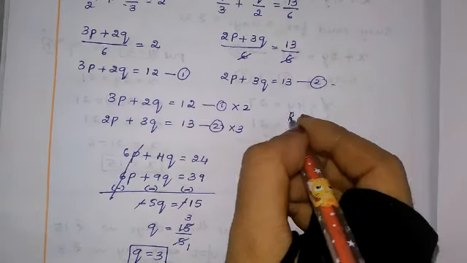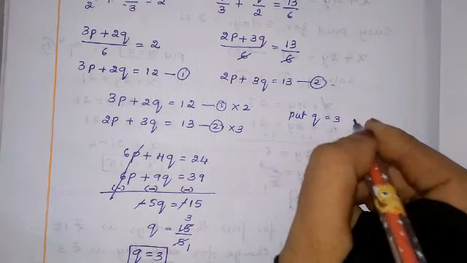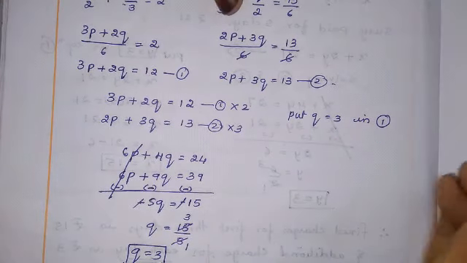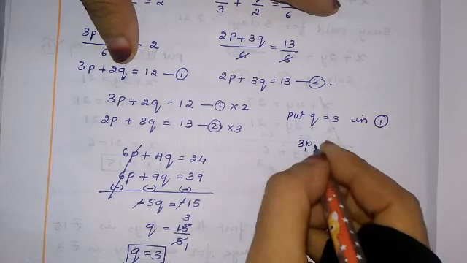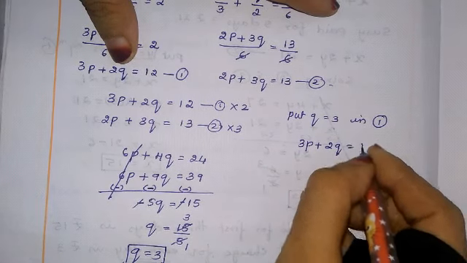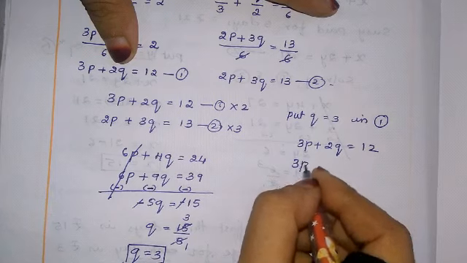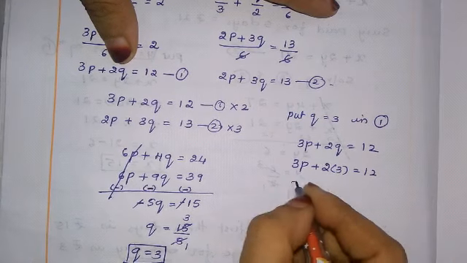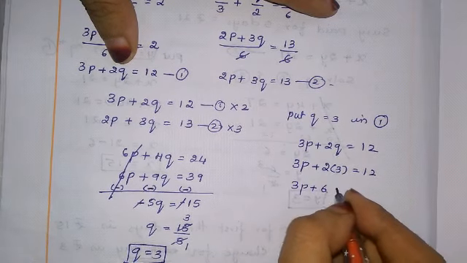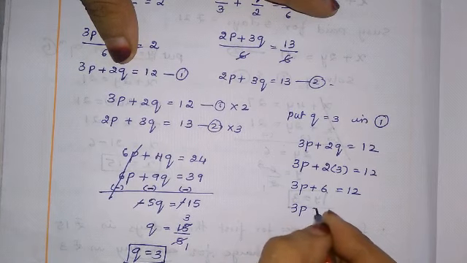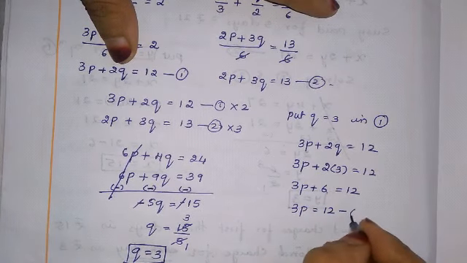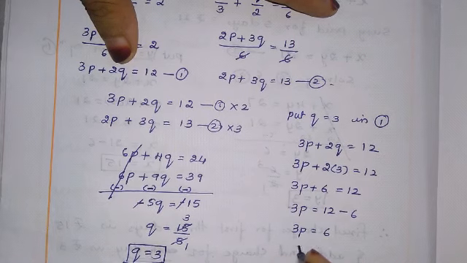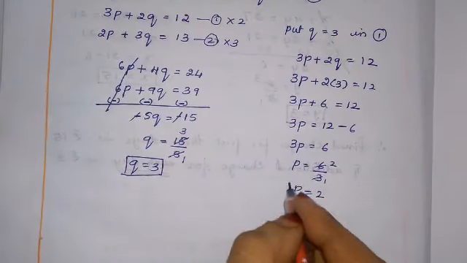Now put or substitute q equal to 3 in any equation. Let us take 1: 3p plus 2q is equal to 12. 3p as it is, plus 2 times the q value 3, is equal to 12. 3p plus 2 3s are 6 is equal to 12. 3p is equal to 12, and 6 if I take this side, minus 6. 3p is equal to 6. p is equal to 6 by 3. 3 2s are 6. So p is equal to 2 we got.